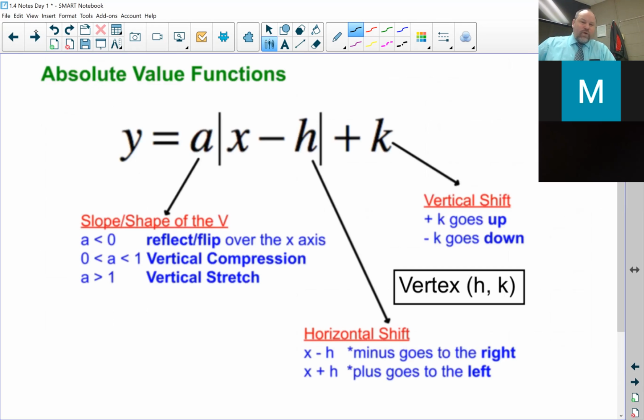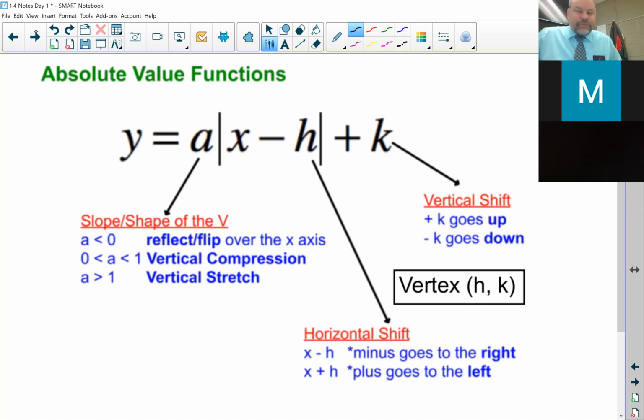So if I have y equals a times the absolute value of x minus h plus k, the a is kind of like the slope or the shape of the V. If a is less than 0, if it's negative, the graph flips over. It would become upside down. If a is between 0 and 1, it compresses the graph. It makes it open wider. And if a is greater than 1, it's a stretch of the graph. It's going to be narrower.